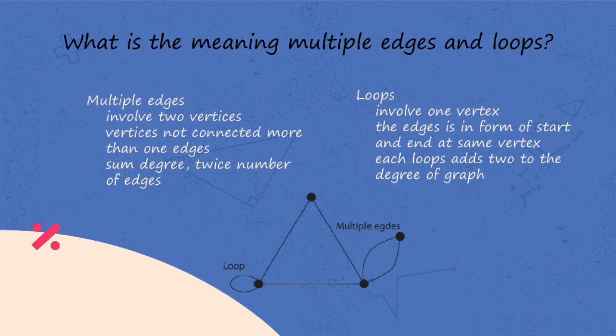What is the meaning of multiple edges and loops? Multiple edges involve two vertices connected by more than one edge. The sum of degrees is still twice the number of the edges. Loops involve one vertex. The edge starts and ends at the same vertex. Each loop adds 2 to the degree of the graph.